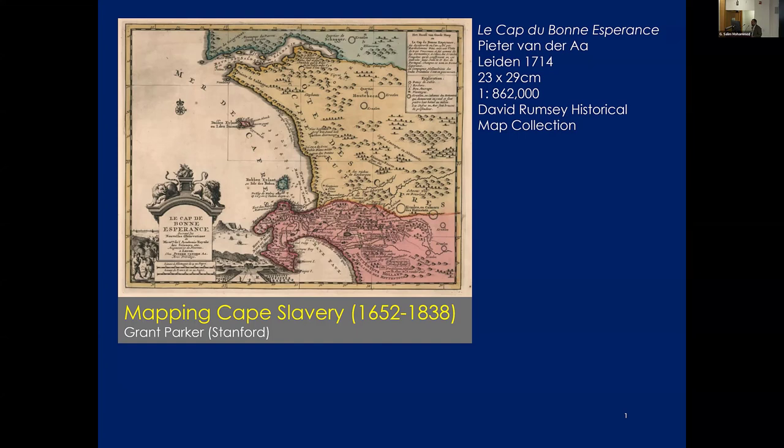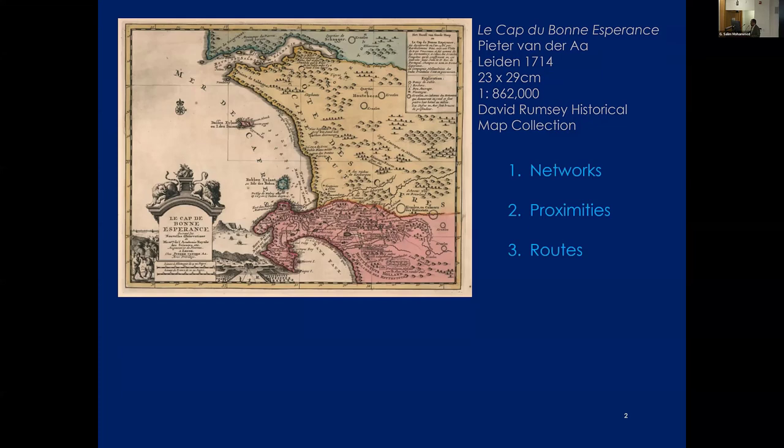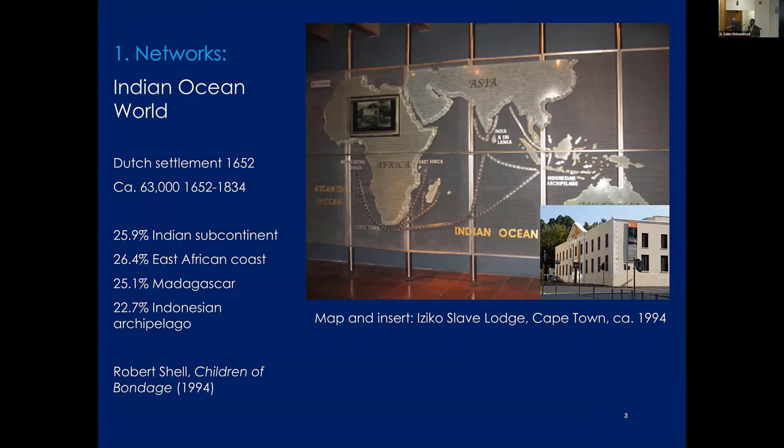So my comments will have three different sections. I will first talk about the networks, the larger patterns of all of these histories. I will then go on to proximities, to more intimate histories, mostly around households. And then thirdly, I would like to talk about the different routes, so a dynamic mapping through this world of the early colonial Cape.